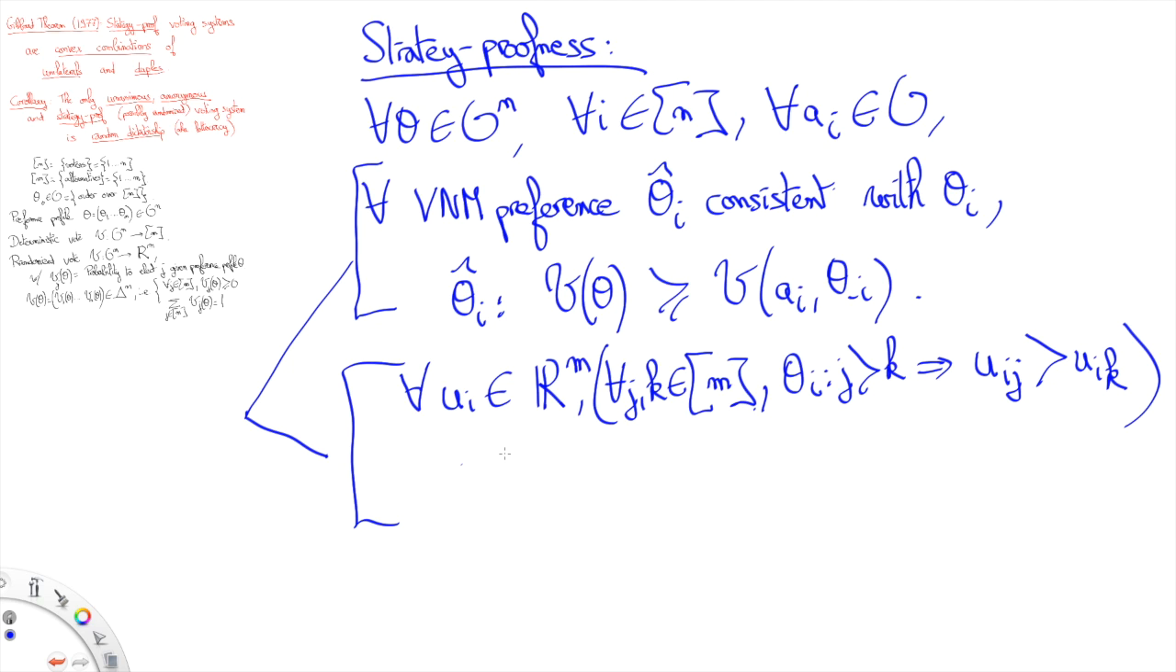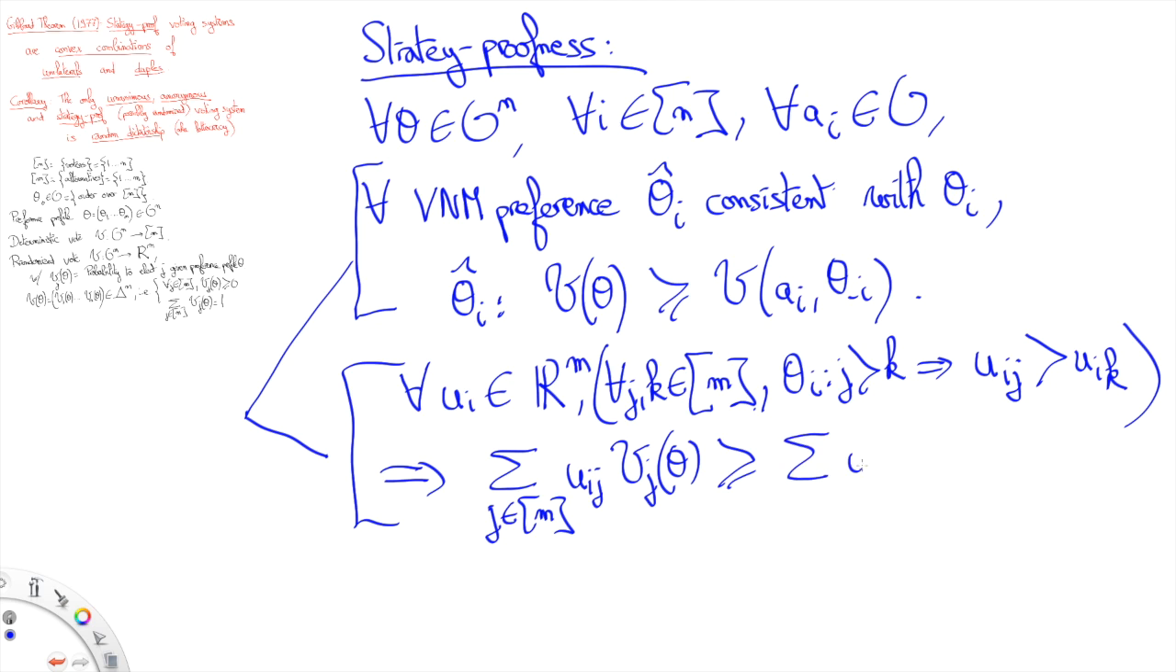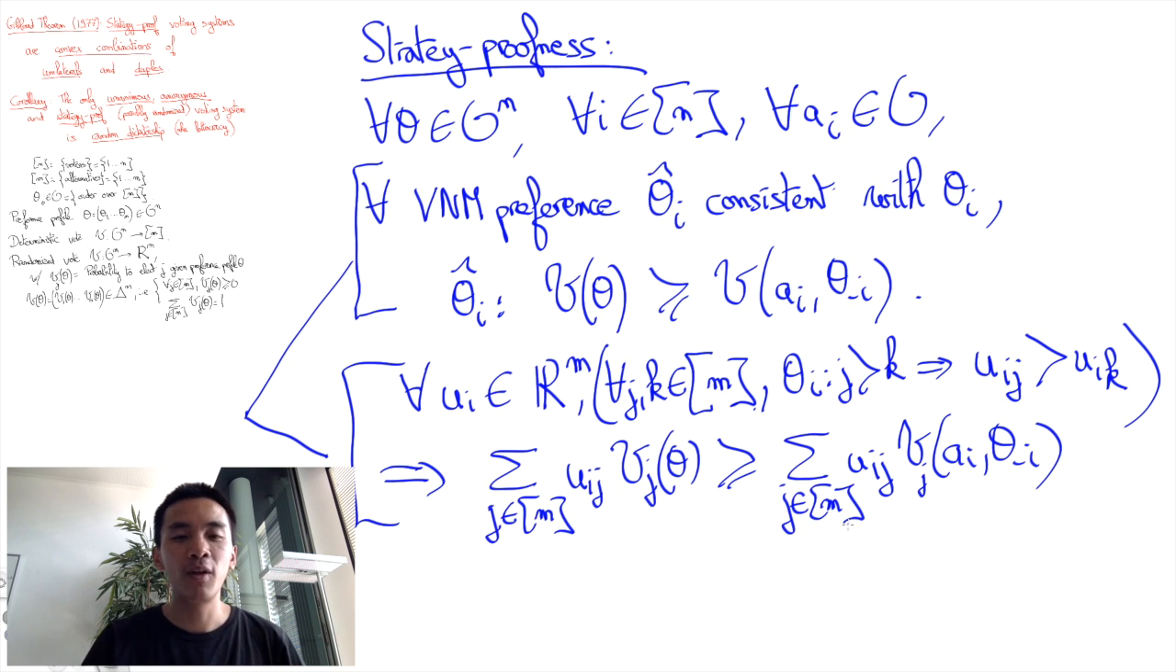And if we have that for all j, k, then strategy-proofness implies that the expected utility according to V of theta, that is the sum of the uij Vj of theta, must be greater or equal to the expected utility when voter i casts ballot ai, that is the sum of the uij Vj of ai, theta minus i. So this is very cumbersome.